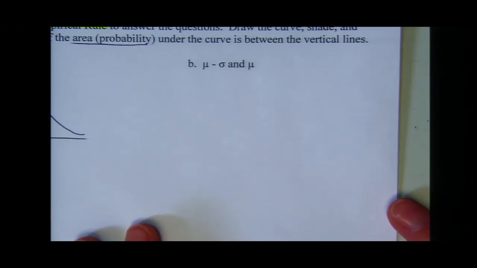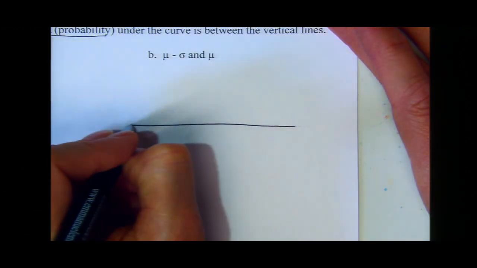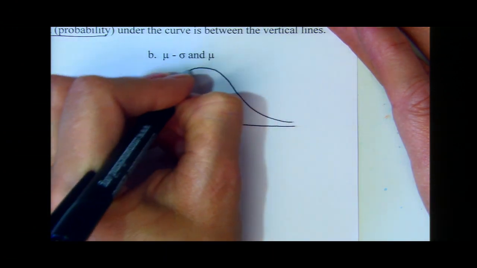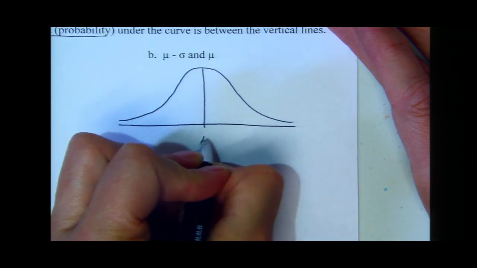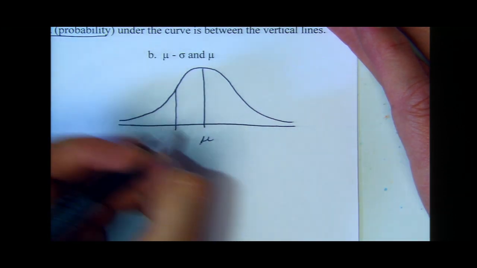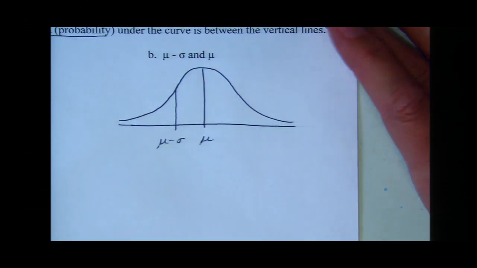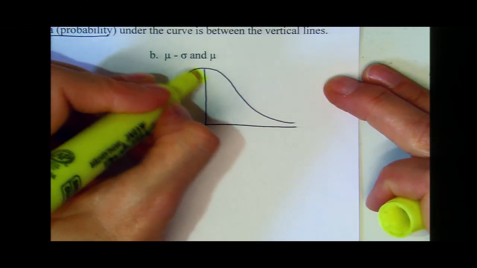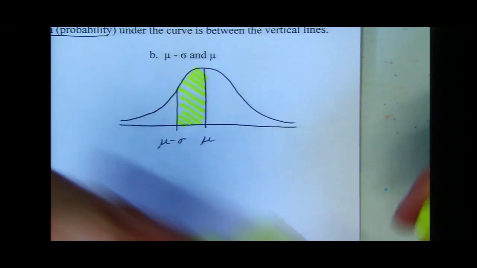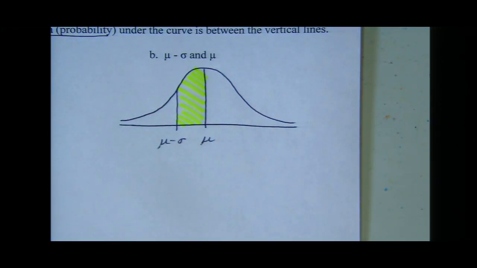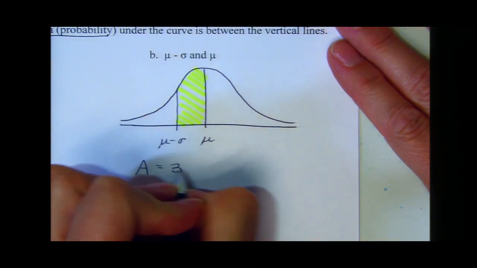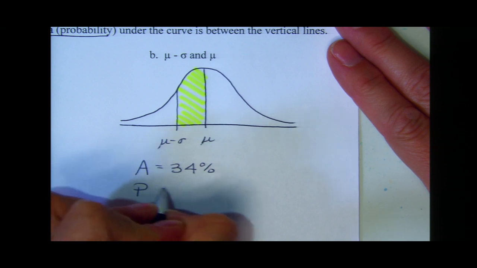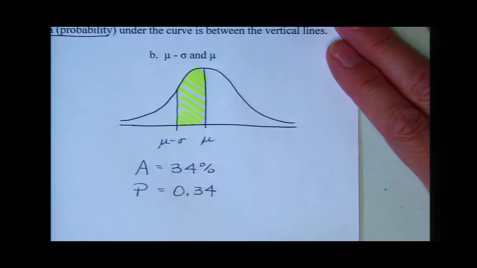All right, this second one. Draw my curve. And now I have mu and mu minus 1 standard deviation. Shade. So now it's the same bar, it's just on the opposite side. Well, since this is symmetrical, then we know that that is 34% as well. Whereas a probability, 0.34.